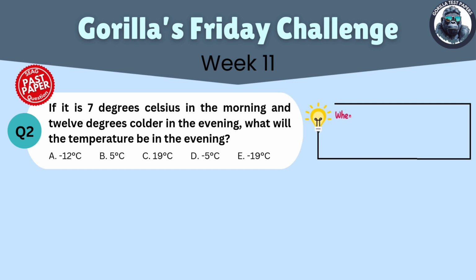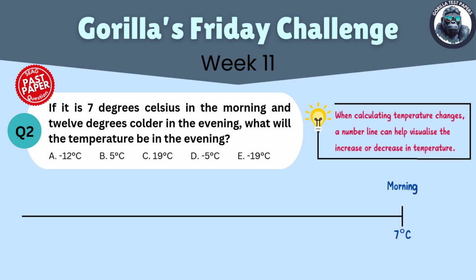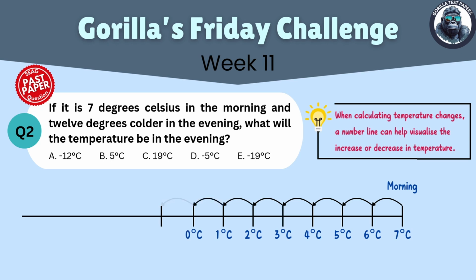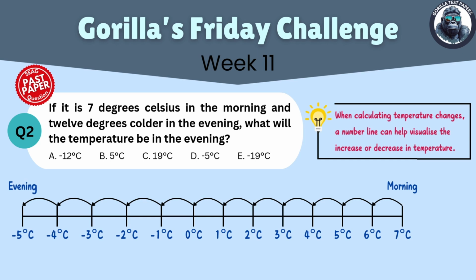The learning point for this question is that when calculating temperature changes, a number line can help visualize the increase or decrease in temperature. So first, let's set up a number line. We start at 7 degrees Celsius, which is the morning temperature, and since the temperature drops by 12 degrees, we count backwards step by step. As we can see, after counting back 12 steps, we reach minus 5 degrees Celsius.